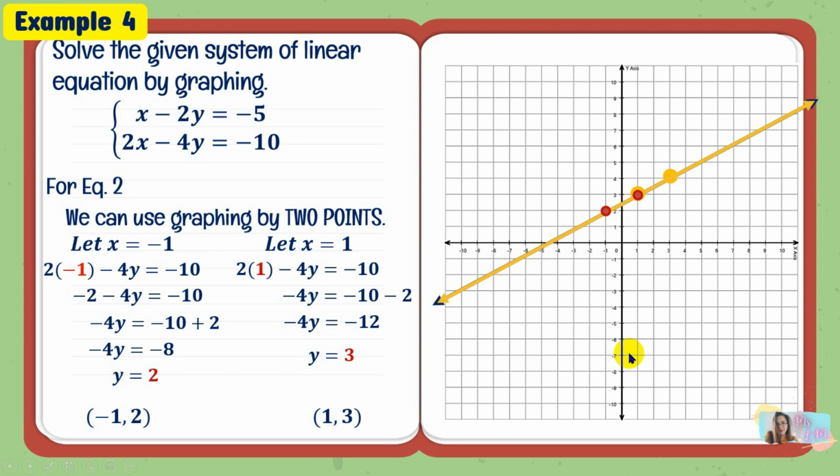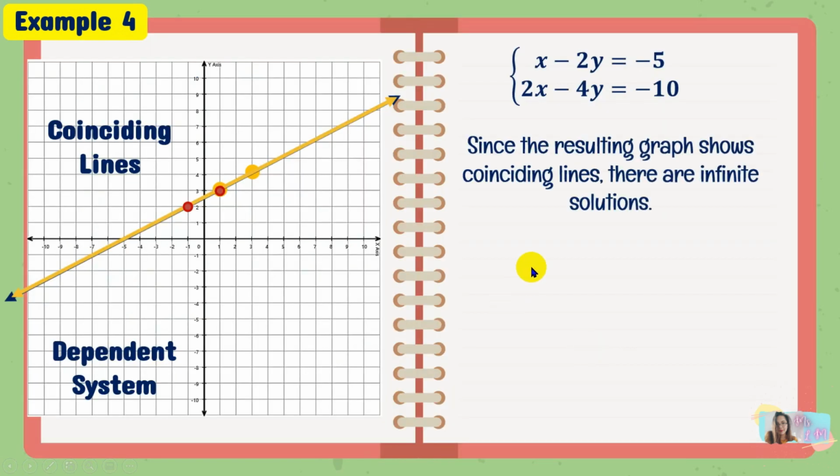And as you can see, isang line lang po ang ating dinaanan. Isang line lang po ang naging result ng ating dalawang linear equation. That means this system is dependent system. Meron siyang coinciding line. And dahil dependent system siya, meron tayong infinite number of solutions. Okay, so since the resulting graph shows coinciding lines, there are infinite solutions.